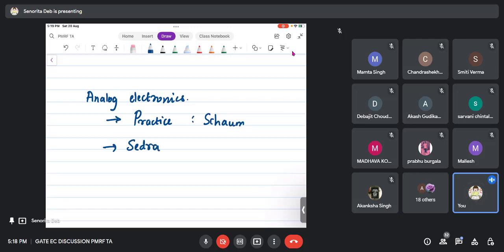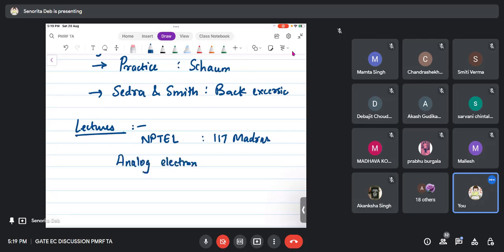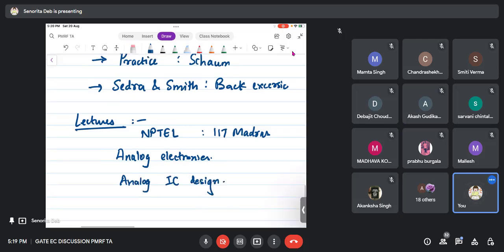Now for lectures, NPTEL, I haven't checked NPTEL. There was one IIT Madras professor who has given lectures. You check with IIT Madras for analog electronics. Don't check for IC design. There will be many for IC design, but analog IC design is different. That is more in depth with the designing part, so this is not what you should look at.